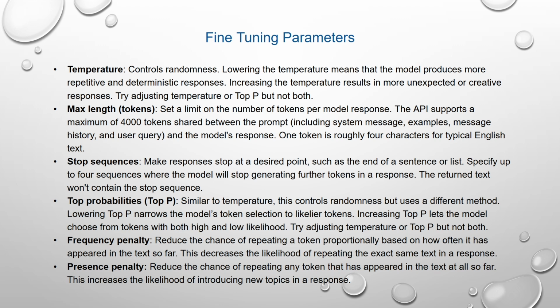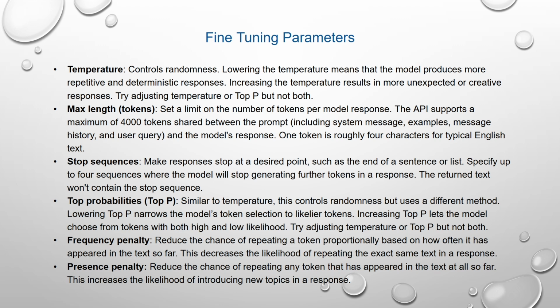Now there is stop sequence. Make responses stop at a desired point, such as the end of a sentence or list. Specify up to 4 sequences where the model will stop generating further tokens in a response. So that is stop sequence. Then there is top P, which is similar to temperature. We can control the randomness of the model. If we lower the top P, the model will be more deterministic, and to make the model more creative, we have to increase the top P.